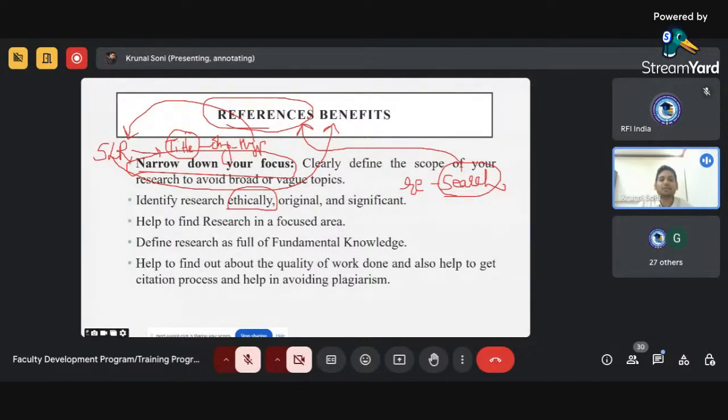How ethically strong? Whenever you are giving credit to a person through the references, that I have taken your idea into my research, you are giving the credit to that person that this is your contribution and I'm utilizing that contribution to make my research more scientific. That's where you are proving your research to be ethically correct, because you are giving the credit to the right person to whom you have to give it.